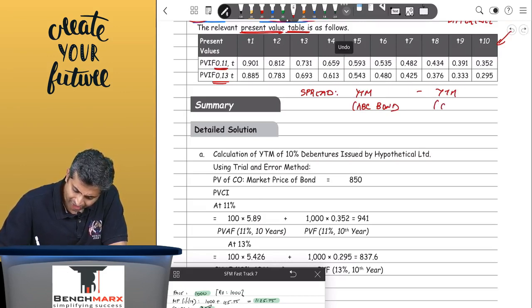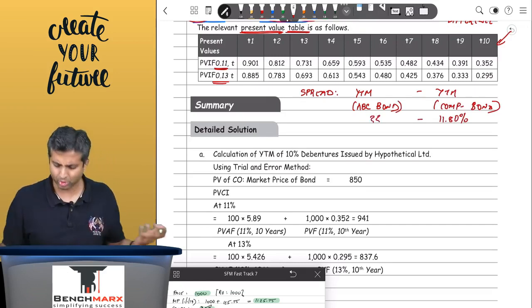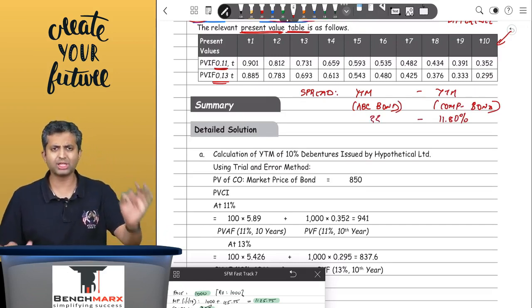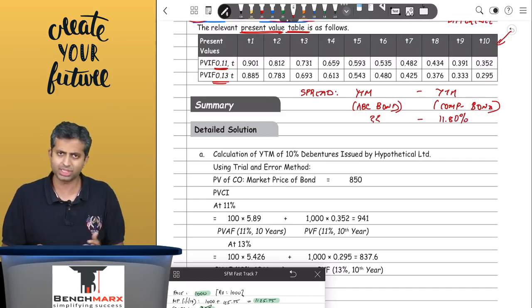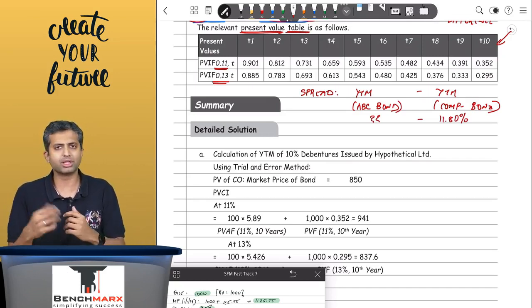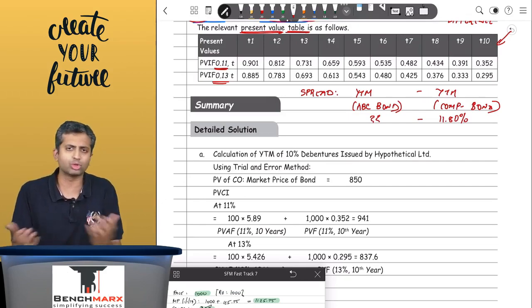So you have the yield to maturity of a comparable bond, which is 11.8%, which means if you somehow find this yield to maturity of the ABC bond, you will be able to find the spread. So the question is basically wanting you to find the yield to maturity of the ABC bond. How do you calculate the yield to maturity? Well, the rate at which the present value of cash inflow will equal the present value of cash outflow.